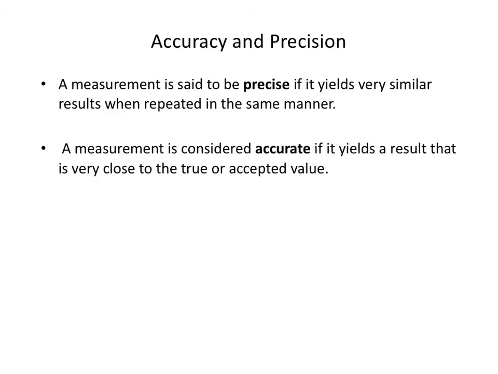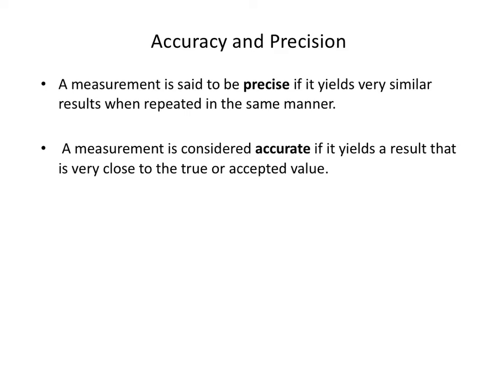Two important terms when we're talking about the uncertainty of measurement are accuracy and precision, and it's important to distinguish between them. A measurement is said to be precise if it yields very similar results when it is repeated in the same manner. So if you make a measurement several times and you get the same result, you would say that those measurements are precise. But just because you have precise measurements doesn't necessarily mean that they're close to the correct answer. That's where accuracy comes in.